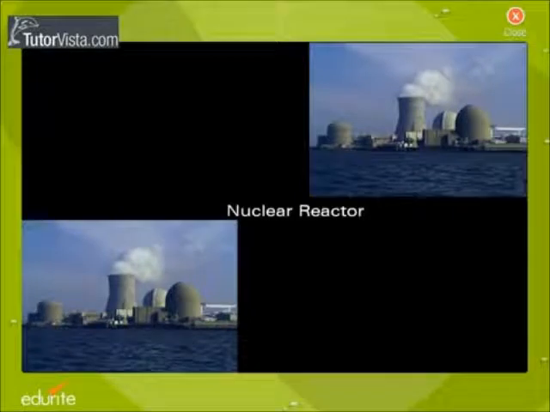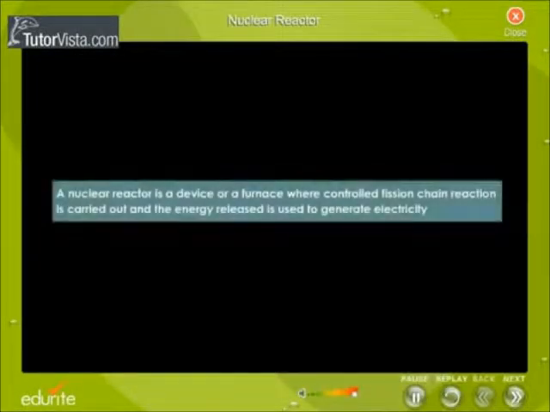Nuclear reactor. A nuclear reactor is a device or a furnace where controlled fission chain reaction is carried out and the energy released is used to generate electricity.